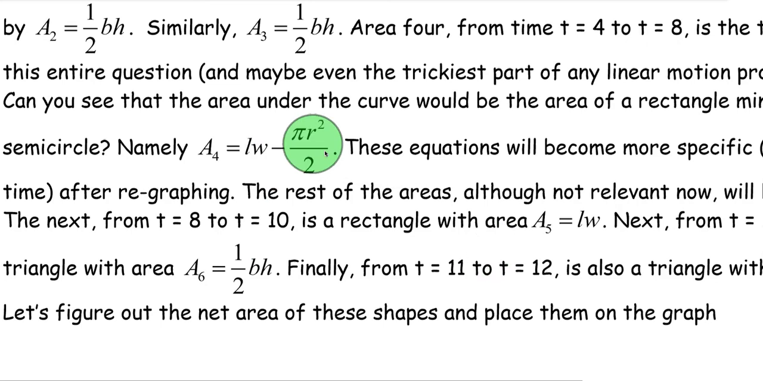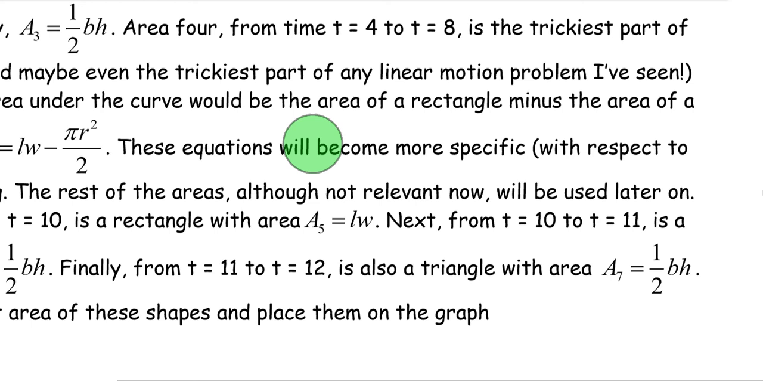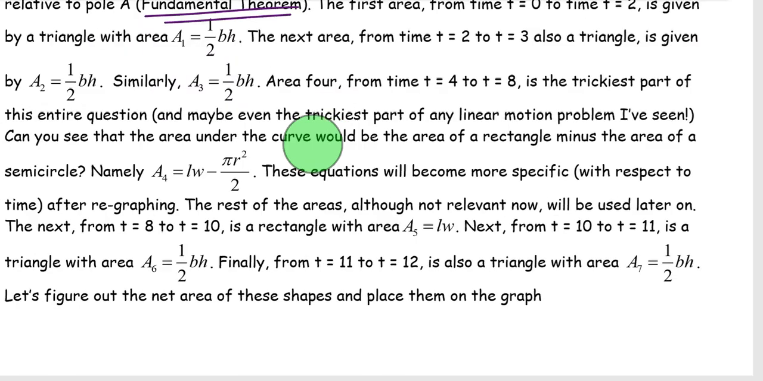I've got some explanations there. You can read through all this technical writing if you want, but the rest of the areas, although not relevant now, will be used later on. The next, from t equals 8 to t equals 10, is a rectangle with area length times width. Next, from t equals 10 to t equals 11 is a triangle. Finally, from t equals 11 to t equals 12 is also a triangle. Let's figure out the net area of these shapes and place them on the graph.